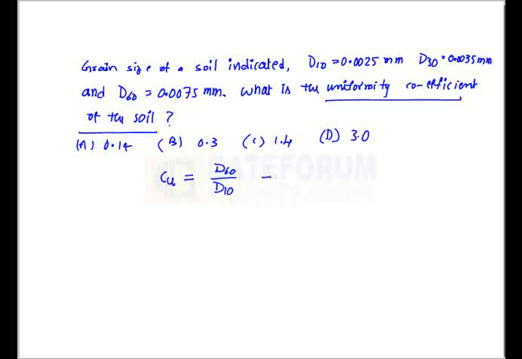In the question, D60 was given as 0.0075 mm and D10, effective size of the particle, was given as 0.0025. So it is going to be 3. So option D is correct.